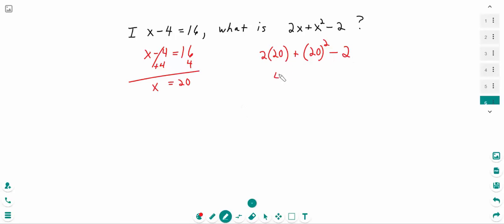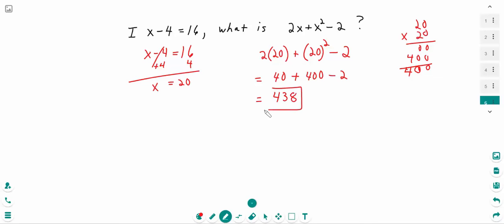So 2 times 20, well, that's equal to 40 plus, what's 20 squared? Well, 20 squared is going to be 400. Now, if you wanted to do it out here, remember 20 squared means 20 times 20, and you'd have to just do the work, but, whoops, 20 times 20 is in fact 400. So we have plus 400 minus 2. Now it's just a matter of adding this up. 40 plus 400 is 440. 440 minus 2 would be 438. All right, and that would be our solution.